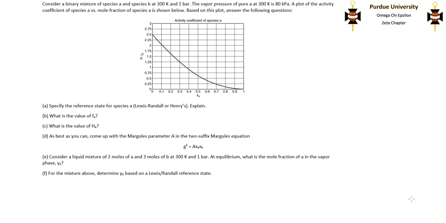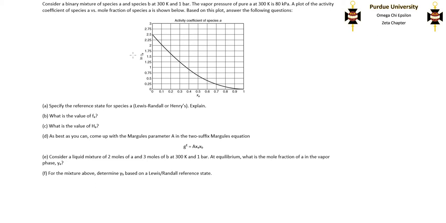Part A wants us to specify the reference state for species A and explain. Looking at the plot that they gave us, we can find that the reference state is going to be the Lewis-Randall reference state. This is because for all values of XA, the natural log of the activity coefficient of A is positive. So if you took the exponent of all the Y values on the plot, you'd get that the activity coefficient of A is going to be greater than 1 for all values of XA. And this only happens in the Lewis-Randall reference state.